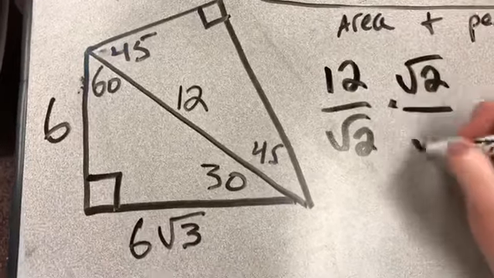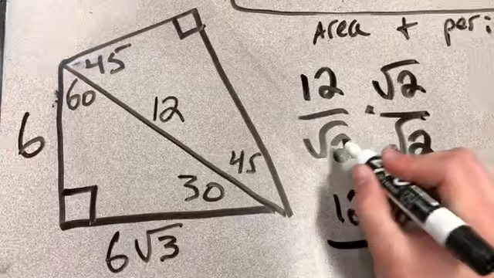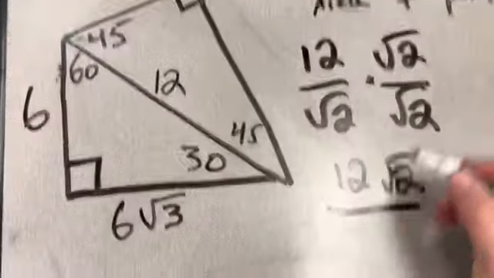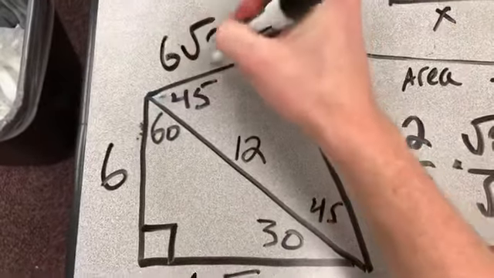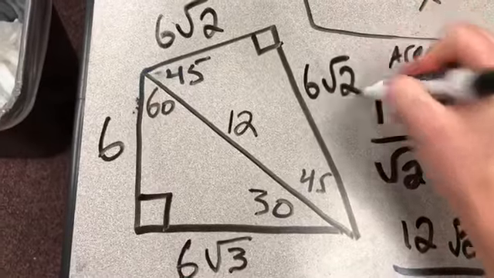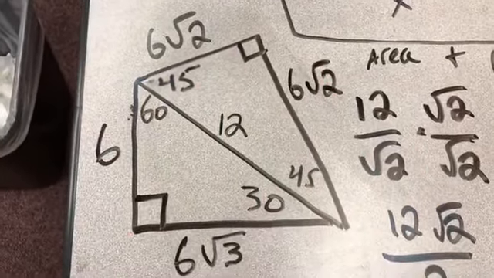I'm going to rationalize my denominator. I'll get 12 times the square root of 2 over the square root of 2 times the square root of 2, which is the square root of 4, which is 2. 12 divided by 2 is 6, so 6 times the square root of 2. So I know my two sides over here are 6 times the square root of 2 and 6 times the square root of 2. I now have all the information I need to find the area and perimeter.